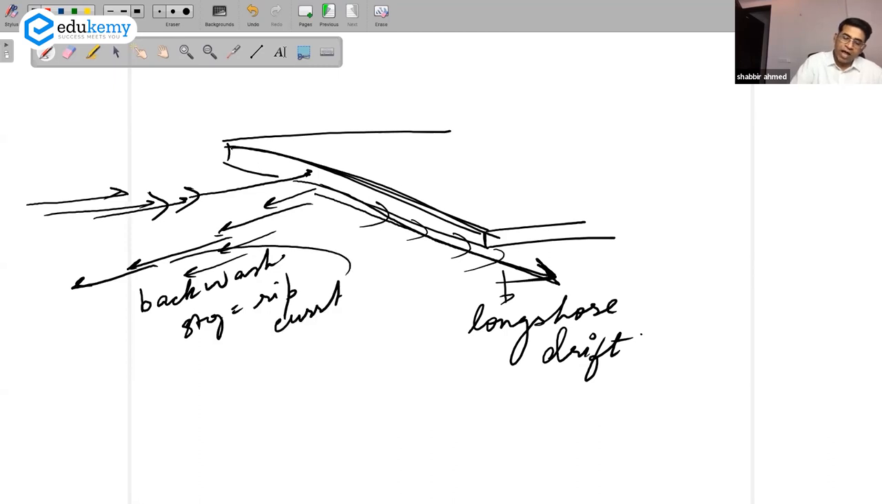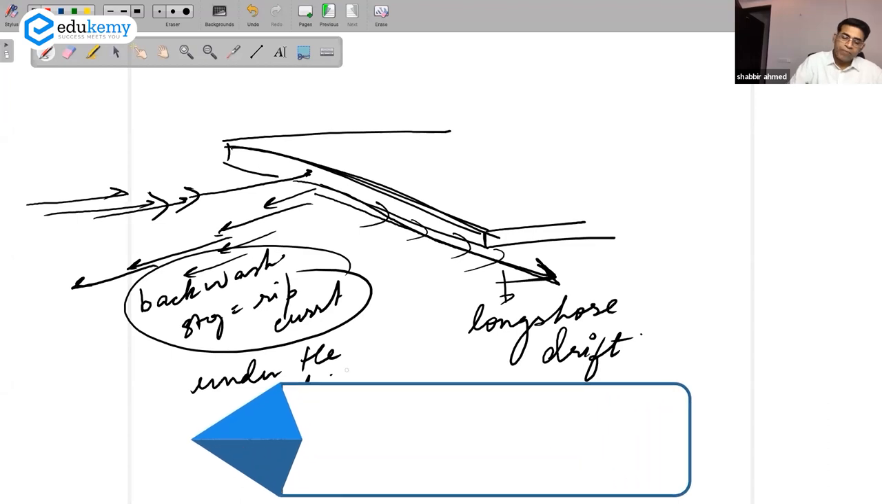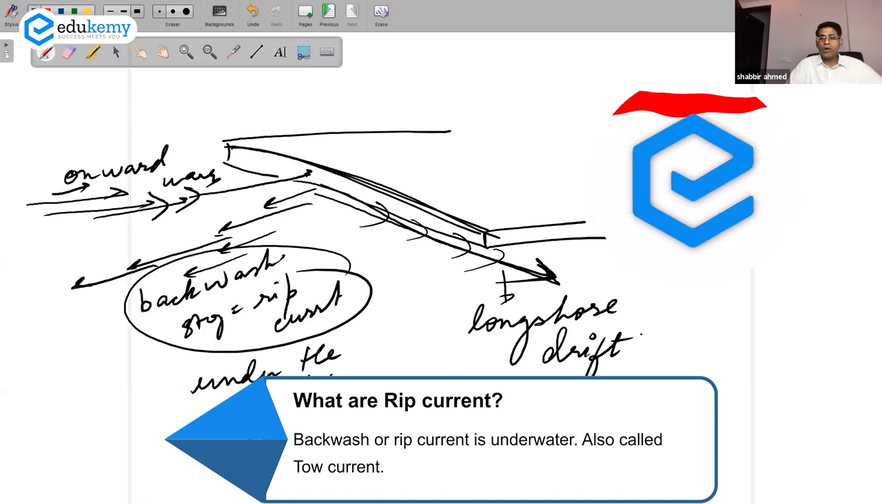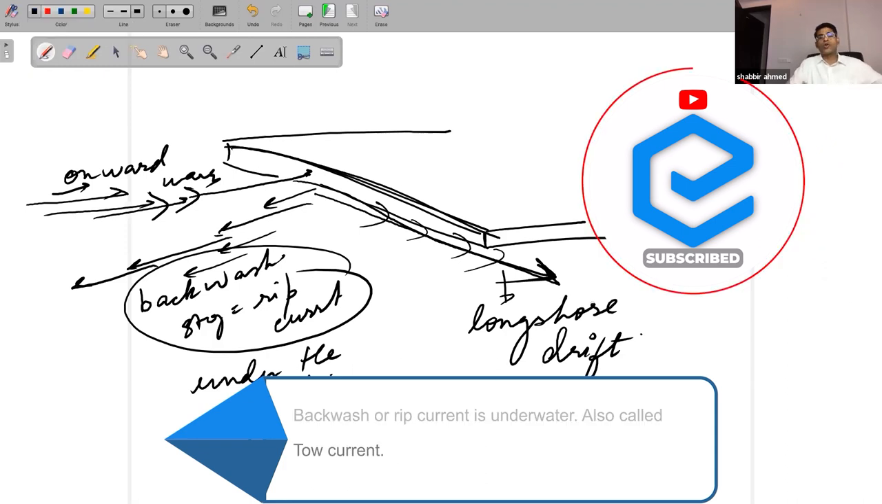And the backwash and the rip current, these are under the water. They're also referred to as the tow current. This is the onward current, the onward waves, and the waves when they come back, backwash, rip currents, they are stronger, also called as the tow current. And the one that goes along the coast is called as the longshore rip.